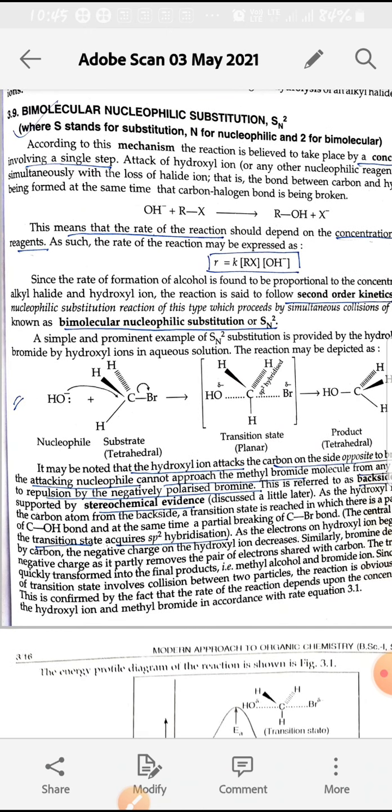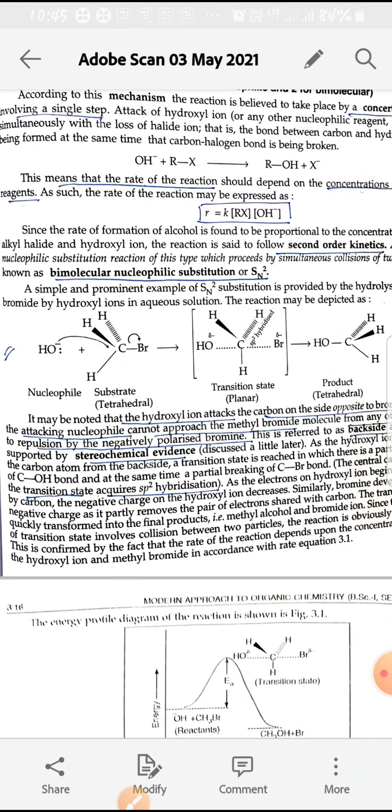In SN2, the rate of reaction depends upon the concentration of both OH negative and RX. So the rate involves both reactants, which means it follows second order kinetics. So that means it is bimolecular nucleophilic substitution.